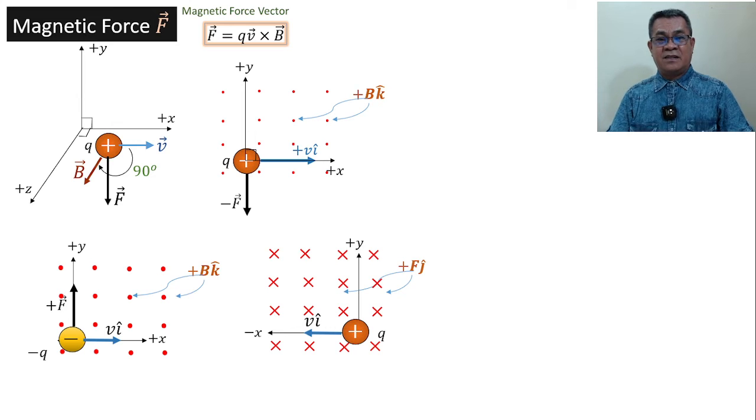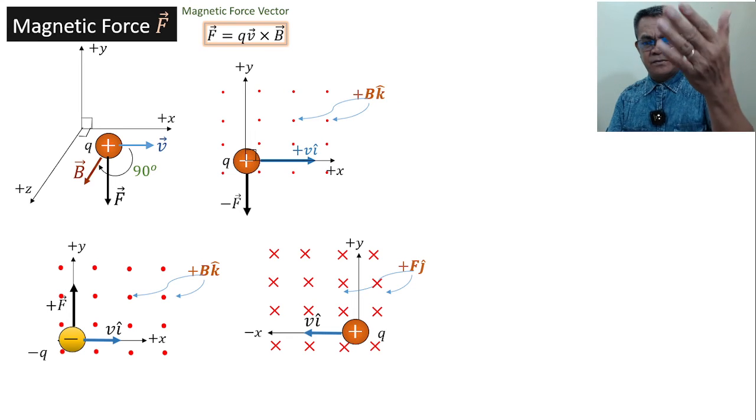Take note that previously we found the direction of force, right? Now this time, what if the velocity is given and the force is given, and you are looking for the direction of the magnetic field? To answer, you can use your right hand rule again, or you can use the formula.